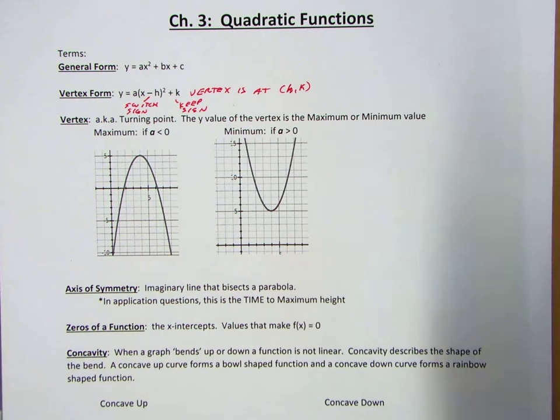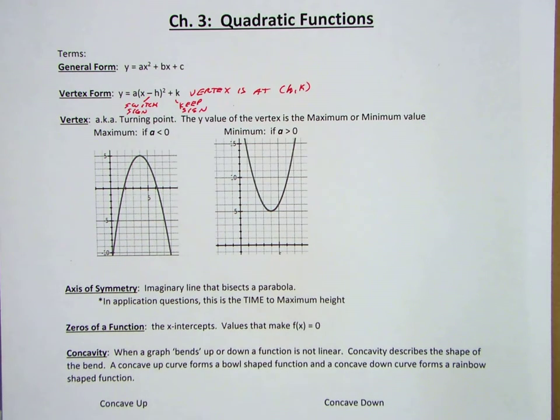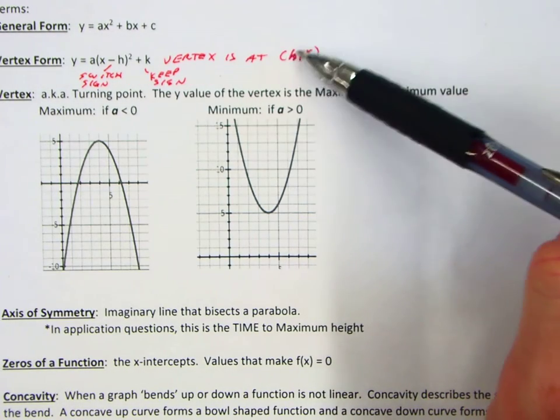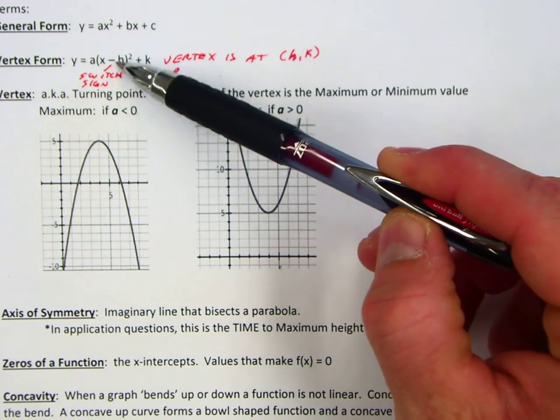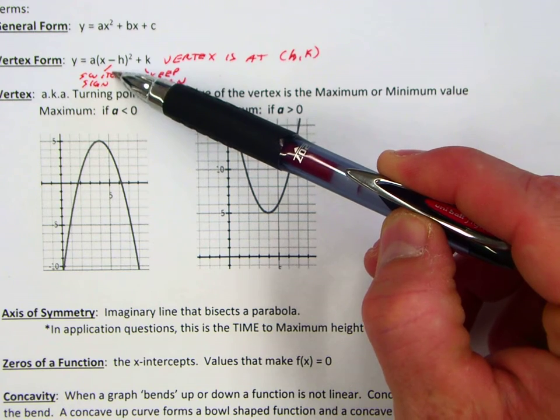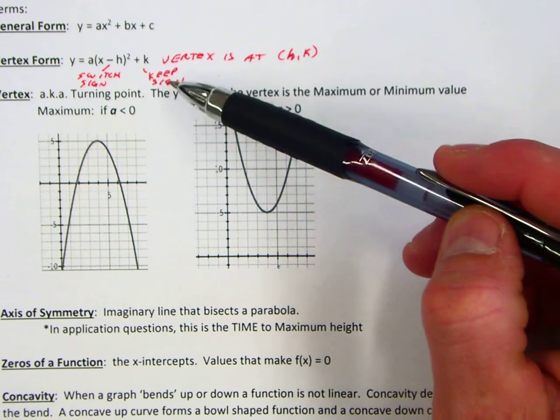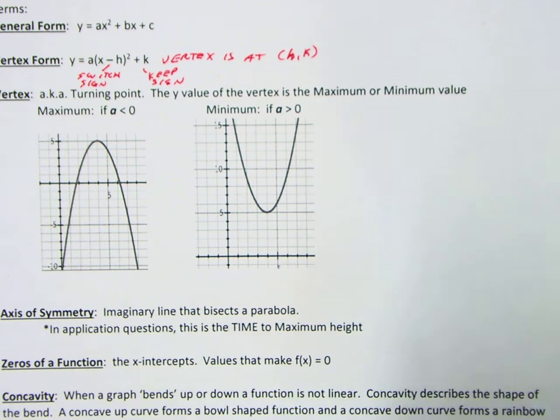The vertex form for a quadratic function, where the vertex is (h, k). Switch the sign on the number inside the parentheses to get the x value of the vertex. Keep the sign of the number outside to get the y value of the vertex. And that's where you get the coordinates.